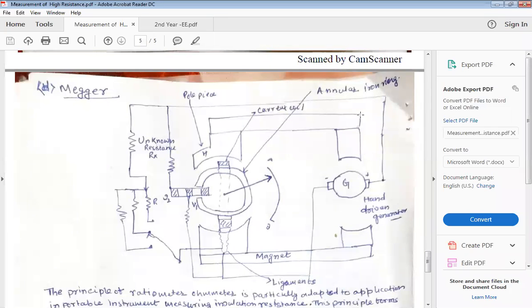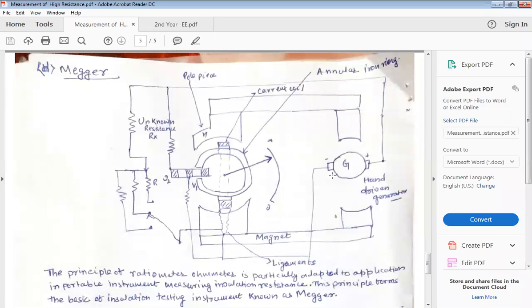And the fourth one is the Megger. The Megger is a compact device used for the measurement of resistance. First, here is the schematic view of the Megger.